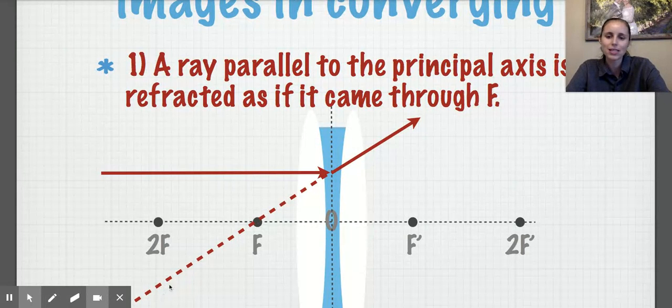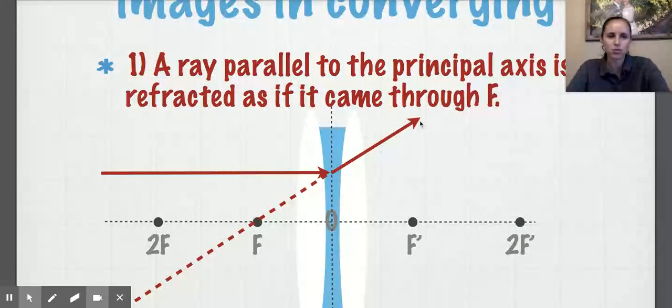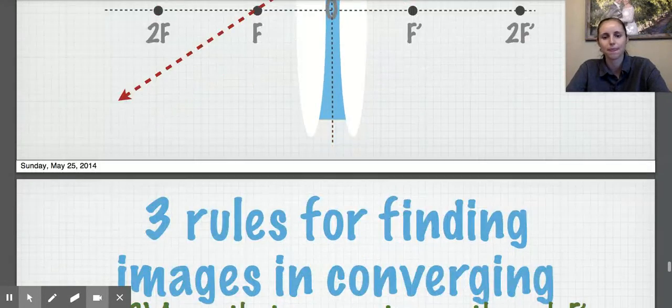Now notice that this is a nice dotted line here as well too. This is a dotted line because again, this is an apparent light source. The light isn't actually coming from here. It just looks like it's coming through here. Anything that's solid represents an actual light ray. So the light ray comes in parallel, it's refracted through F, and it goes through and it scatters and it's refracted up in this direction.